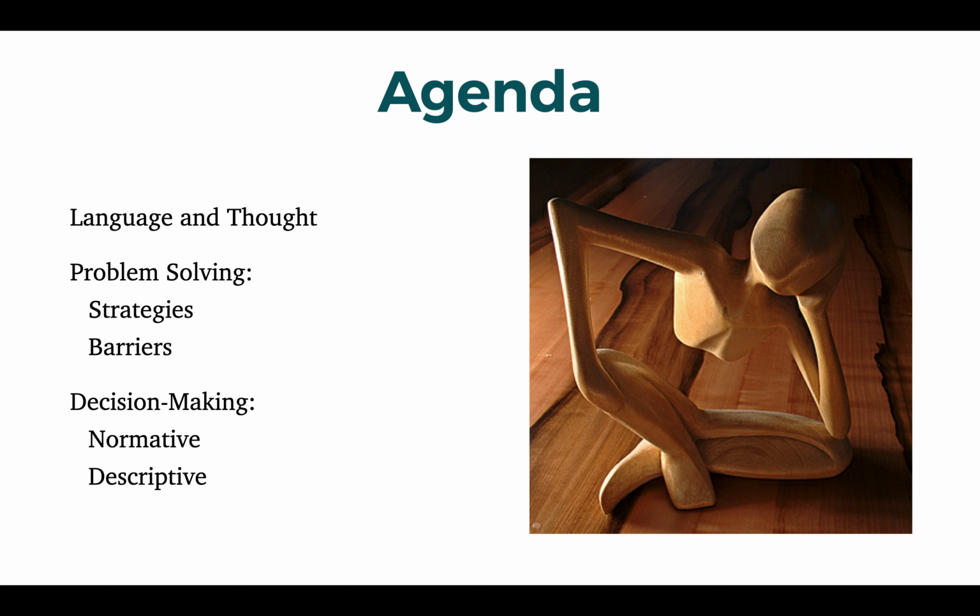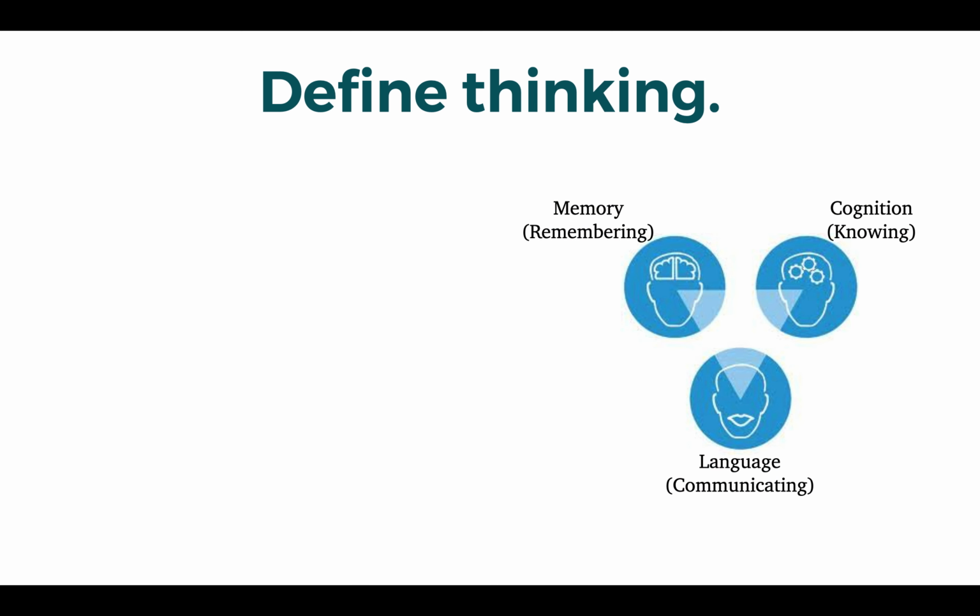First thing is language and thought. No, that is not an error. We have to think about thinking. There's that recursion again. Before we can think about decision making, right? Because when you decide stuff, you have to think about it first. We're going to talk about problem solving, and then we will talk about different kinds of decision making. All right, so let's start with this language and thought.